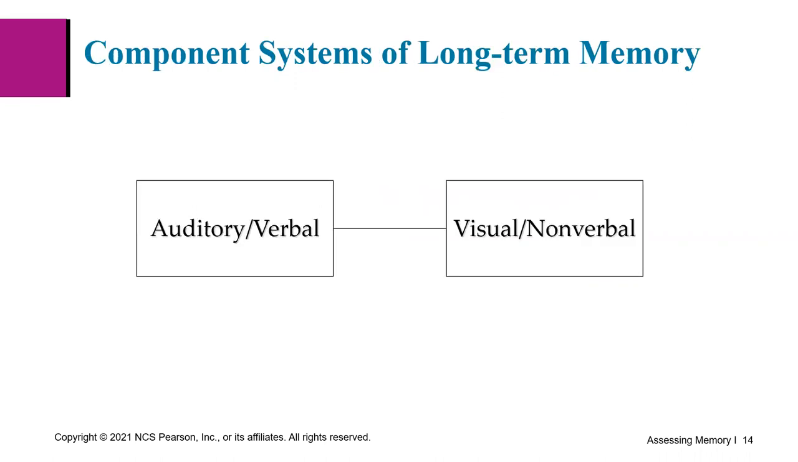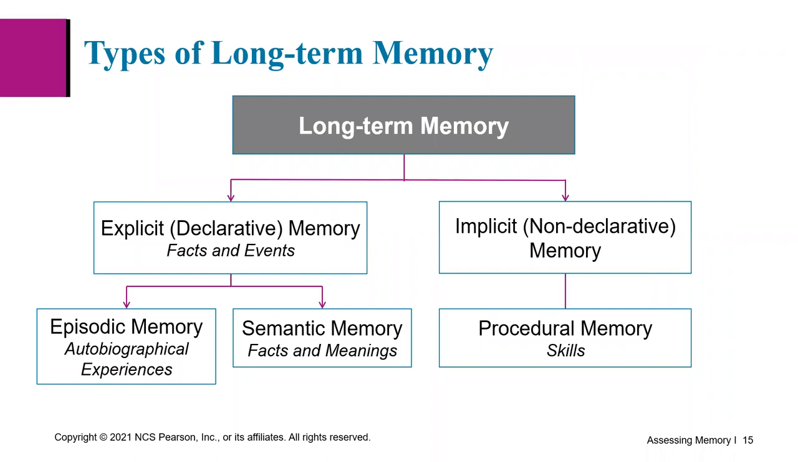Before we move on to topics specific to college students, a couple more distinctions that are important to make. One is between encoding and retrieval of auditory and verbal material versus visual or nonverbal material. We want a memory measure that will provide us with information about both types. Also very important are the different types of long-term memory.